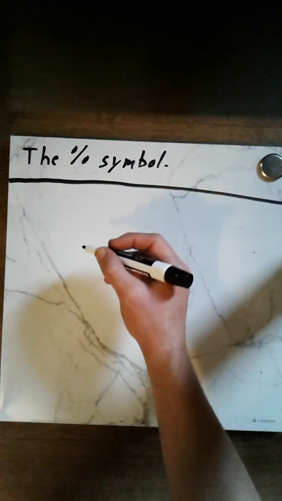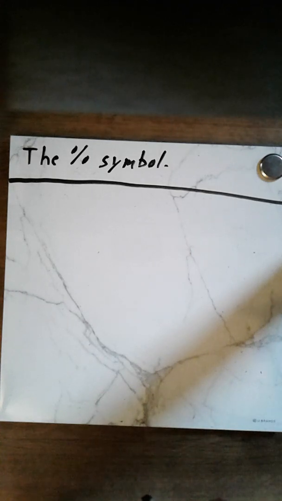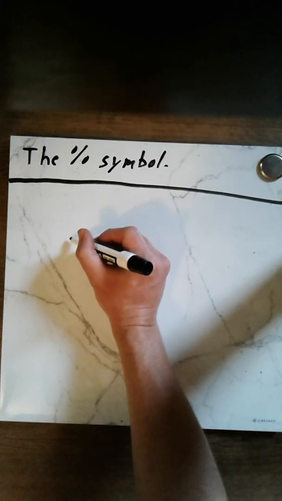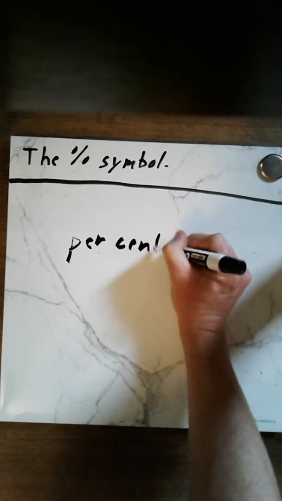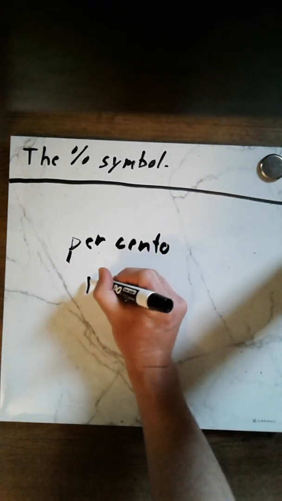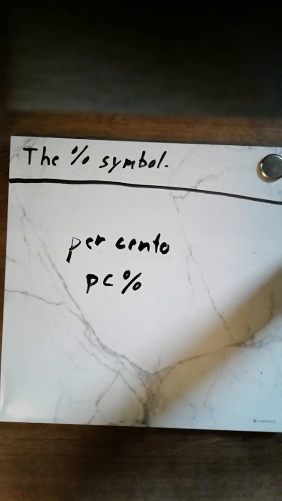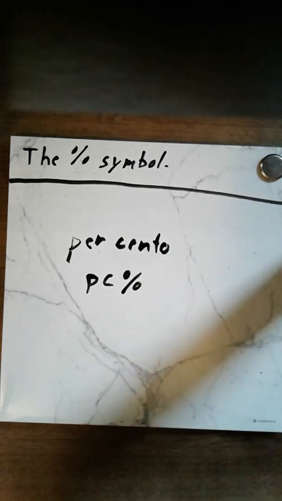But if you look at the history, it was not completely intuitive for even the Italian mathematicians who invented it. So originally, they actually had to write out percent, or percento in Italian, and then it got shortened to PC with the symbol next to it, sort of connoting a numerator and a denominator, but they still had to put percent next to it.